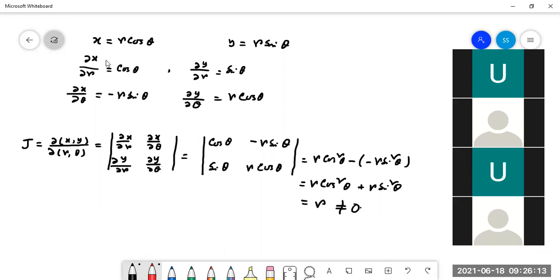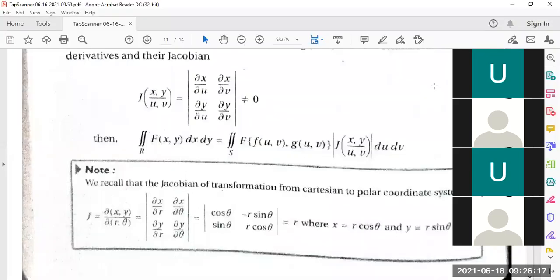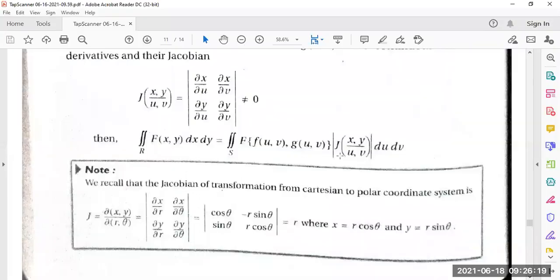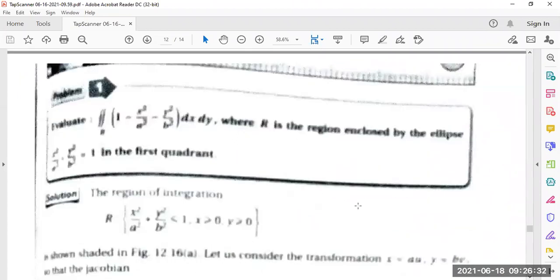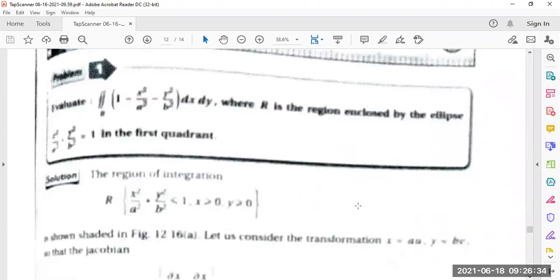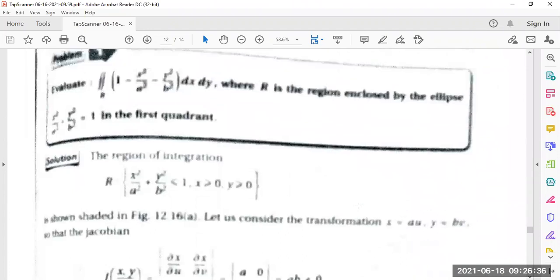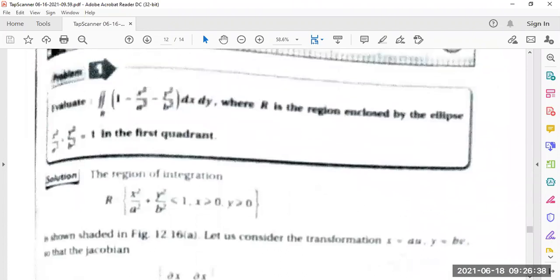Yes, sir. Here it is given r. Clear? Why it is written x equals r cos theta, y equals r sin theta. Now take an example. It is too much hazy, na? So I am going to the board.